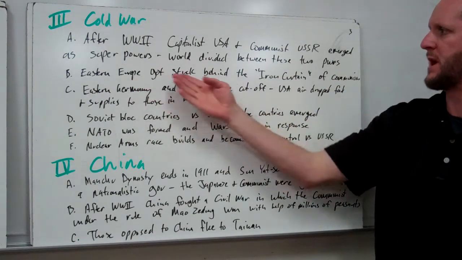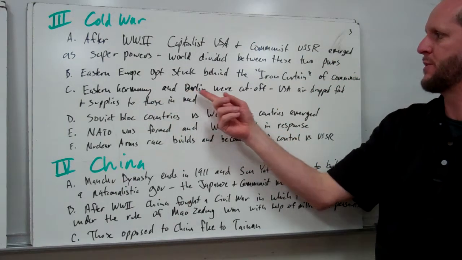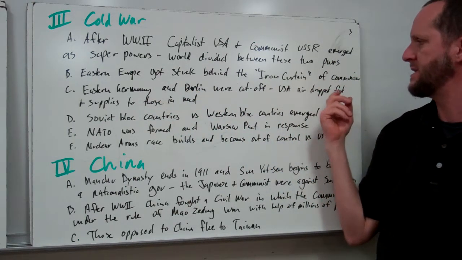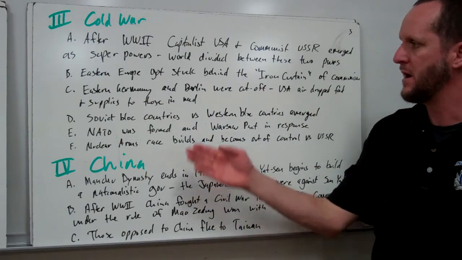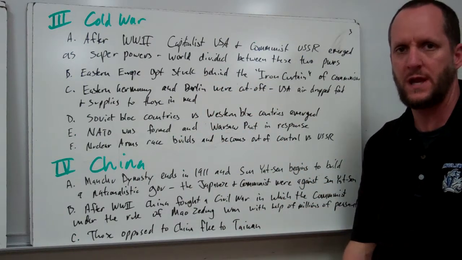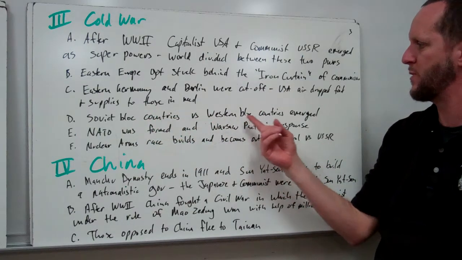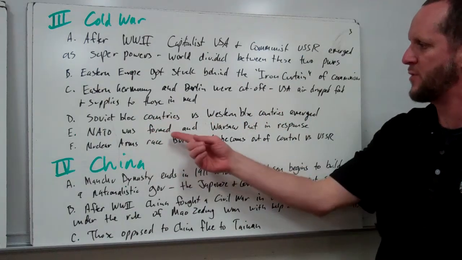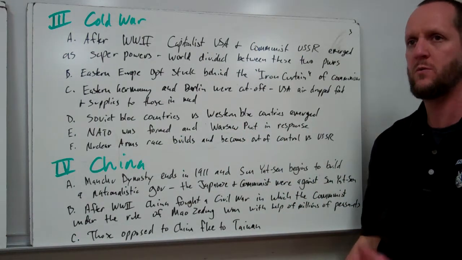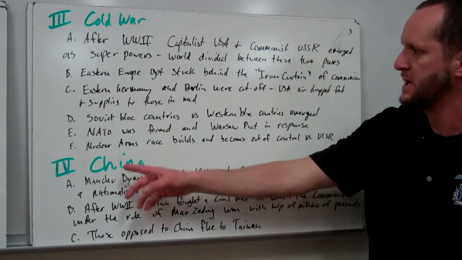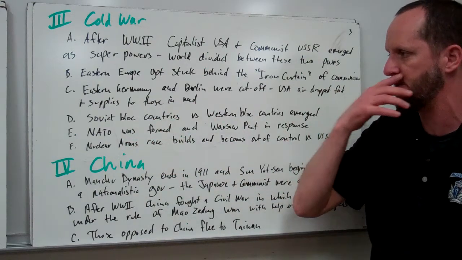Eastern Europe got stuck behind the Iron Curtain of communism. Eastern Germany and Berlin were cut off. The United States airdropped food and supplies to those in need, and really tried to lend a helping hand to those stuck behind this Iron Curtain. The Soviet bloc countries versus the Western bloc countries emerged. NATO was formed, and in response, the Warsaw Pact was formed by Eastern Bloc countries. NATO still survives to this day, but the Warsaw Pact dissolved back in the 90s.